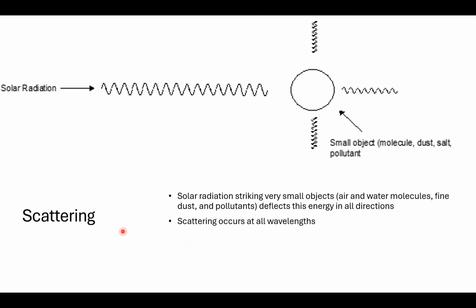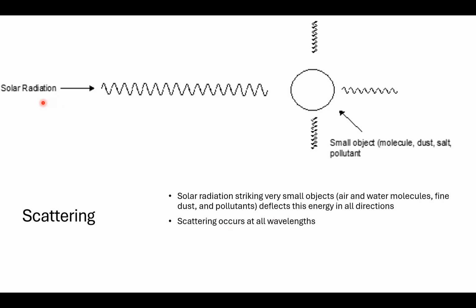Let's now turn our attention to another property. This is known as scattering. Solar radiation strikes very small objects, and they could be water vapor, water molecules, air molecules, fine dust in the atmosphere, and pollutants. This scattering effect is going to deflect that incoming solar radiation in all directions. We call that omnidirectional, omni being all, that scattering occurs. And by the way, it occurs at all wavelengths.